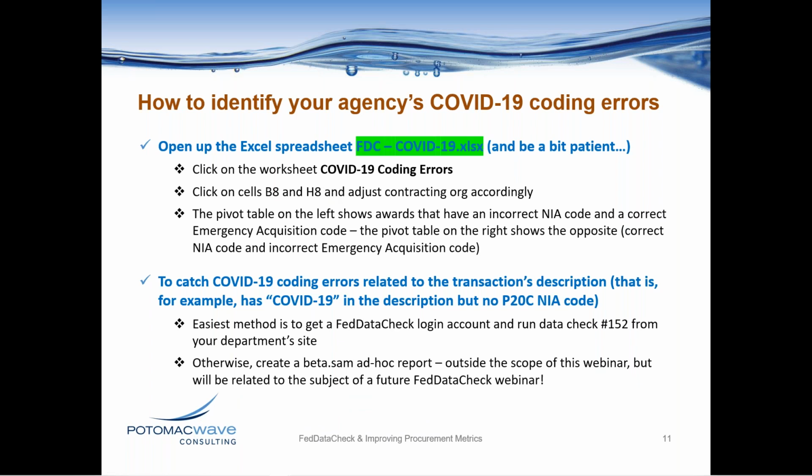If you want to do that thing where, in our check 152, remember we were looking in the transaction description. We saw COVID-19 and both the NIA code and the emergency acquisition code was off. To do that, you're going to have to create an ad hoc report in beta.sam. That's outside the scope of this webinar.